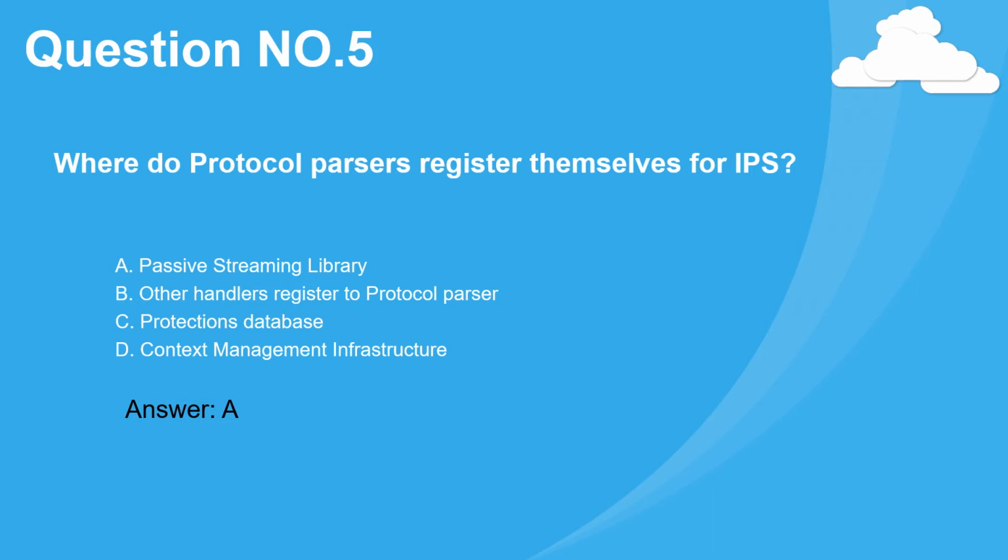Question No. 5. Where do protocol parsers register themselves for IPS? A. Passive streaming library. B. Other handlers register to protocol parser. C. Protections database. D. Context management infrastructure. Answer. A.